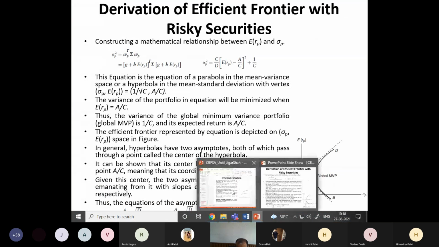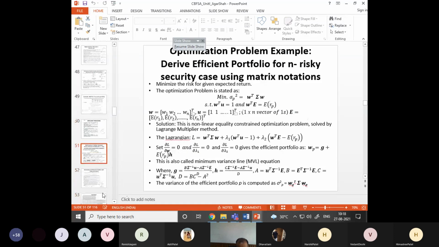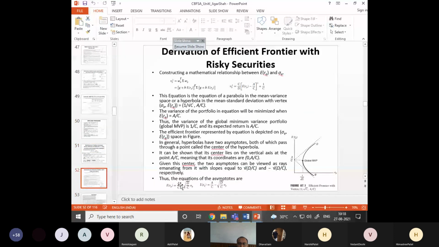So you can say this. Particularly, I go to this slide. Yes. So ERP equal to A by C plus under root D by C sigma P, and ERP equal to A by C minus under root D by C sigma P. So these two are the equations of its asymptotes, because knowing asymptotes is very important for the hyperbola. Knowing the vertex is also important. So these are the properties of this hyperbola. So we can define this efficient portfolio on the ERP, sigma P plane like this. Okay, so I hope this part is clear to all.